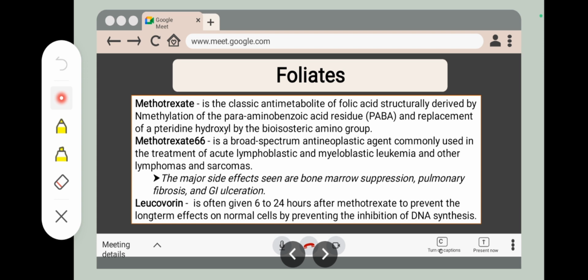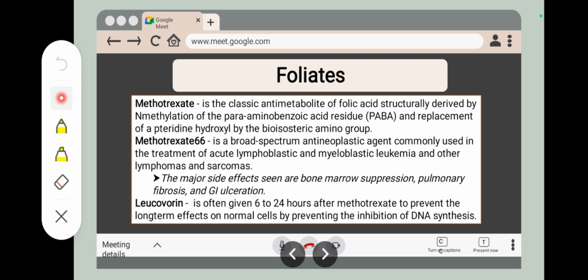Under that, we have the term known as methotrexate, which is a broad spectrum antineoplastic agent commonly used in the treatment of acute lymphoblastic and myeloblastic leukemia and other lymphomas and sarcomas. So acute lymphoblastic and myeloblastic leukemia are both cancers of the blood which mainly affect the production of red blood cells, platelets, and lymphocytes. And the major side effects seen are bone marrow suppression, pulmonary fibrosis, and GI ulceration.